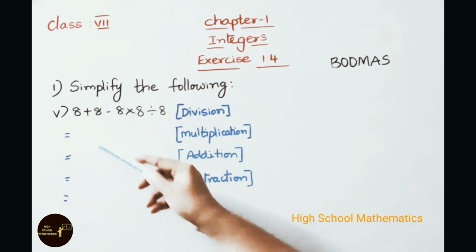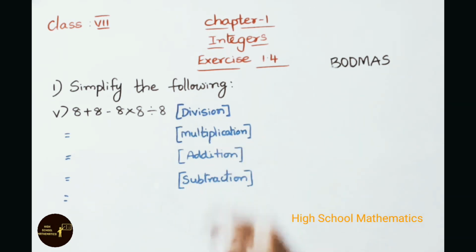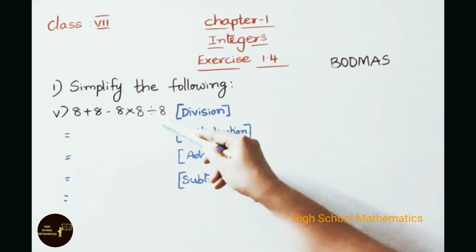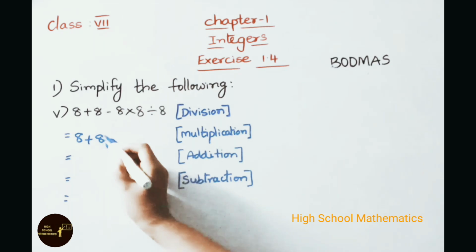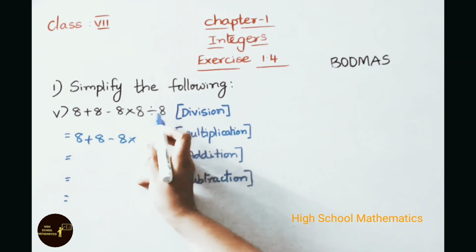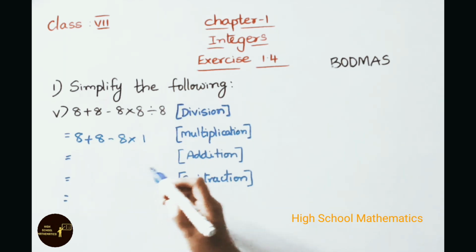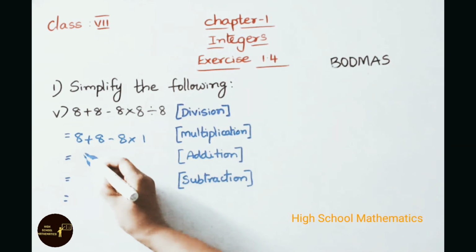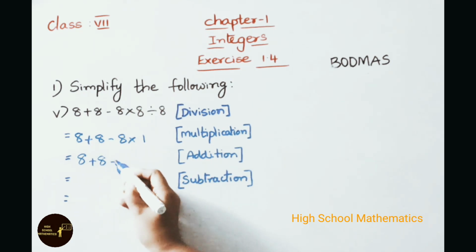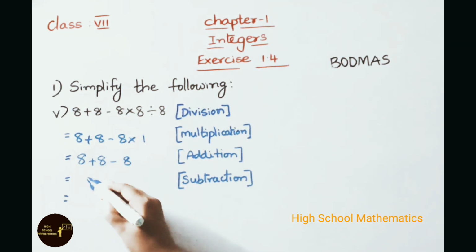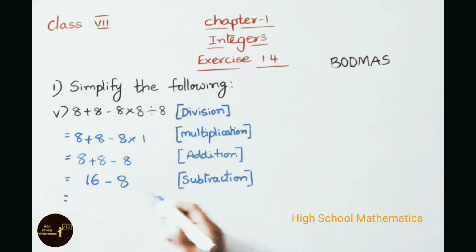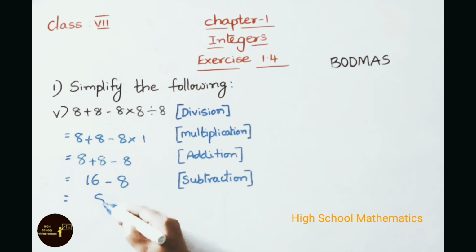See now first question fifth sum, 8 plus 8 minus 8 into 8 divided by 8. Here first we have to do division according to the BODMAS rule. So write down 8 plus 8 minus 8 into, 8 table 8 is 1 time. Next we have to do multiplication. So write down 8 plus 8 minus, 8 into 1 is 8. Now we have to do addition. 8 plus 8 is 16 minus 8. Now let us do subtraction according to the BODMAS rule. So 16 minus 8 is 8. So the answer is here 8.